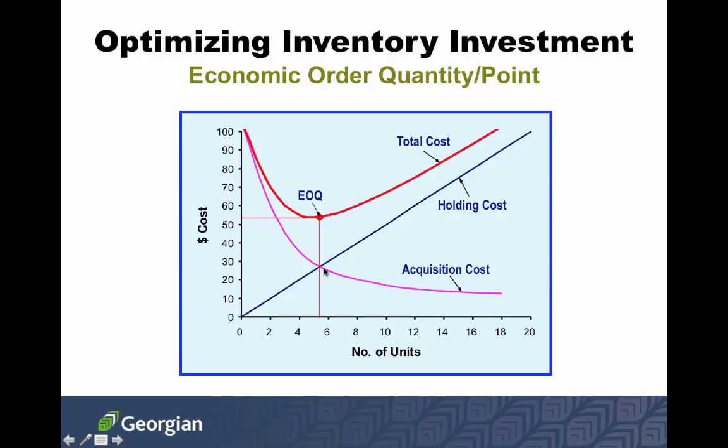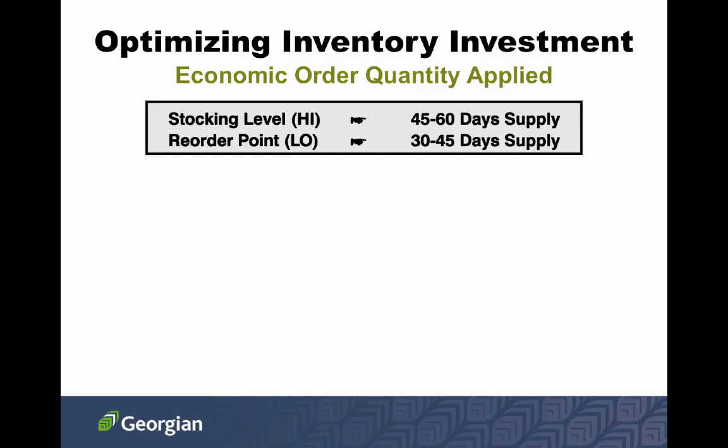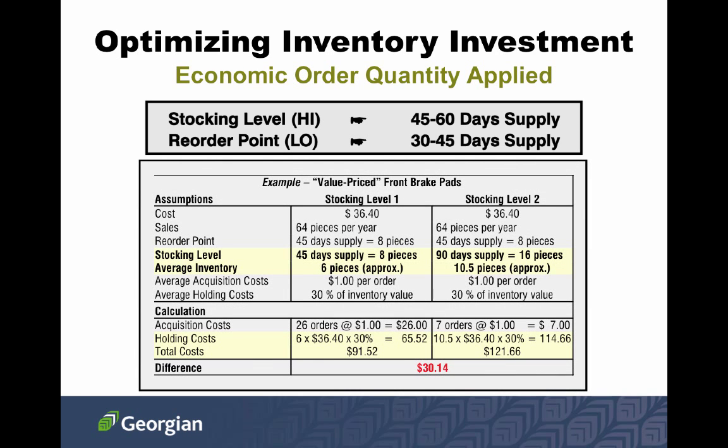Well, let's look at that, and I'll go to the next slide for that. You see the stocking levels and reorder point coming up. I'll come back to that. Let's just have it stand there for the moment. I look at two scenarios. Stock level 1 is the 45-day supply that we had previously done with the oil filter example, and the next stocking level is the 90-day supply as we had done when we compared the one against the other.